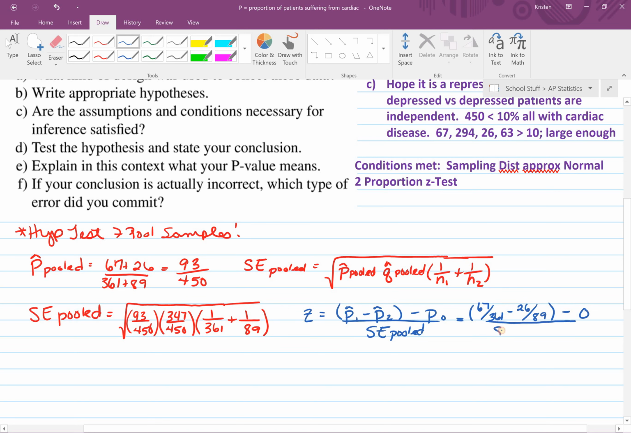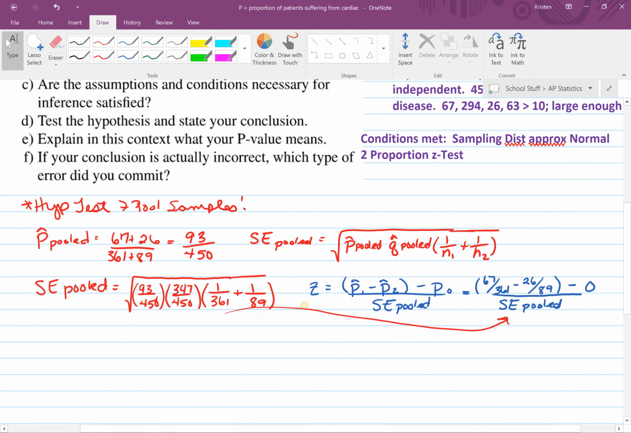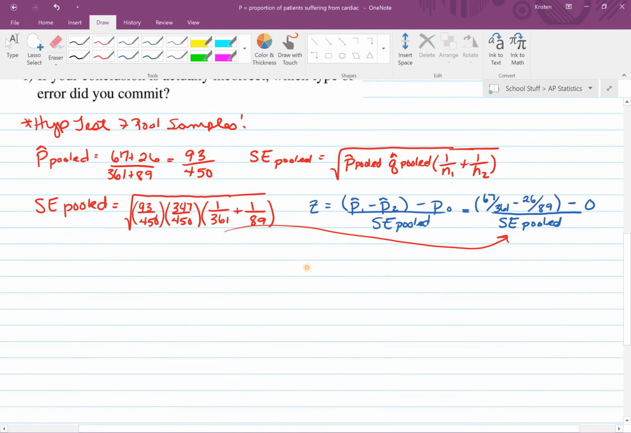All over, and I'm just going to write SE pooled. Some people will choose not to write SE pooled here, and rather than writing the formula separately, they will take all of this and put it there. That's totally up to you. It does not matter. But once we have that written down, we can actually go through and do the test.